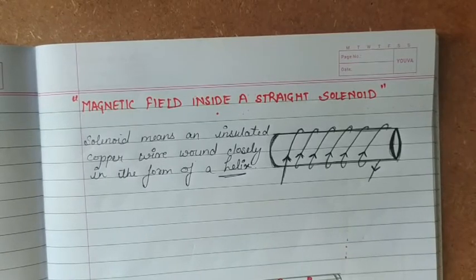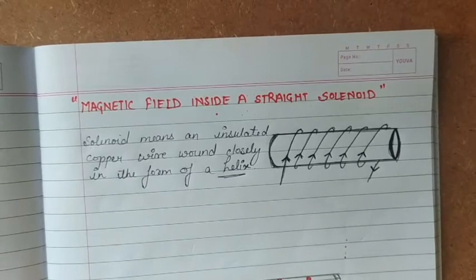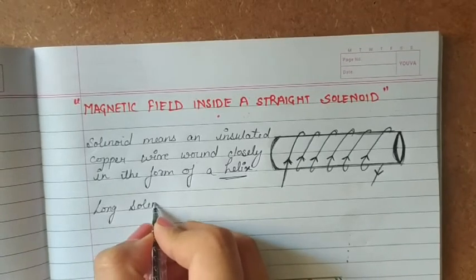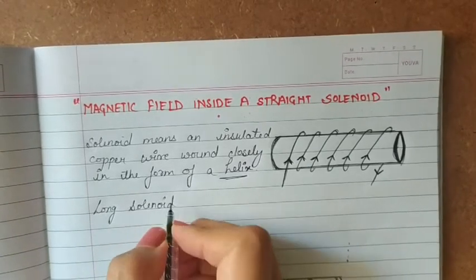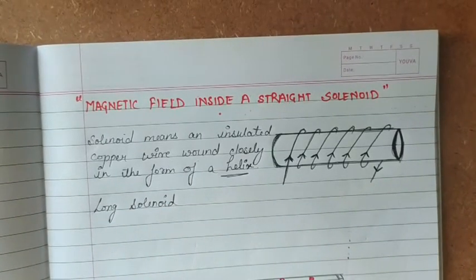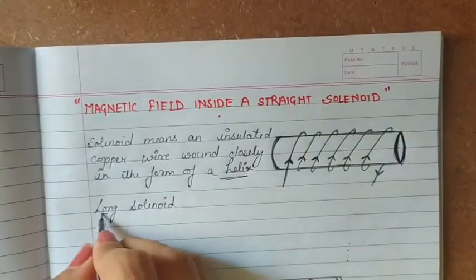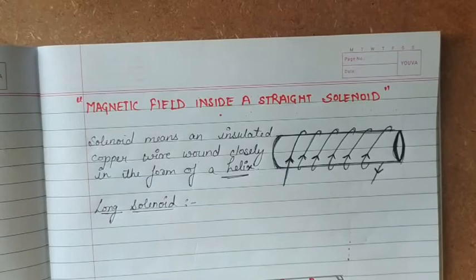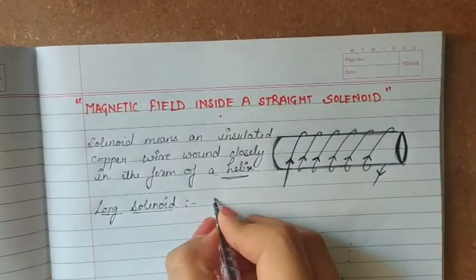Most of the time we come across the term long solenoid. So what is a long solenoid? Whenever it is written that we have a long solenoid, that means the length of the solenoid is very large as compared to its diameter. So a long solenoid denotes a solenoid in which the length is very large as compared to the diameter.